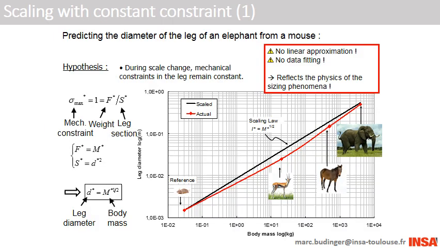Here's an example of application for scaling laws in the biology domain concerning the body mass of animals. This example assumes that the mechanical constraints that characterize the bones do not depend on the animal. Therefore, it's quite simple to establish a relation between bone's diameter and the mass the animal has to support.